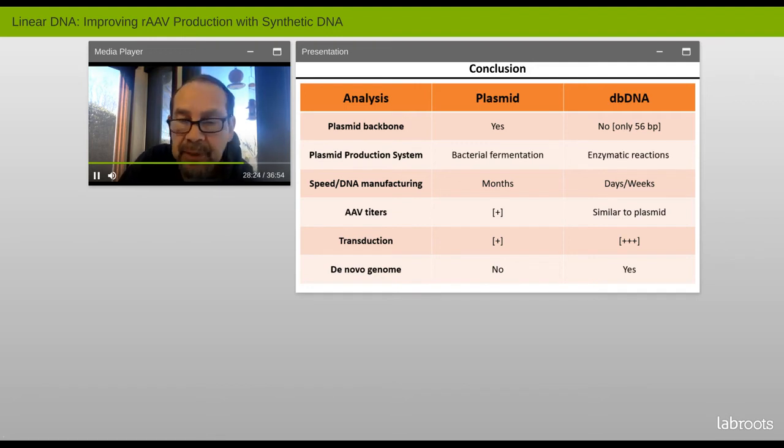Further studies are being done to evaluate this enhanced transduction, whether or not the contamination of plasmid DNA interferes with vectors, suggesting a lower transduction efficiency. And when you look for the de novo genome, there's none in the plasmid than there is in the Doggybone.